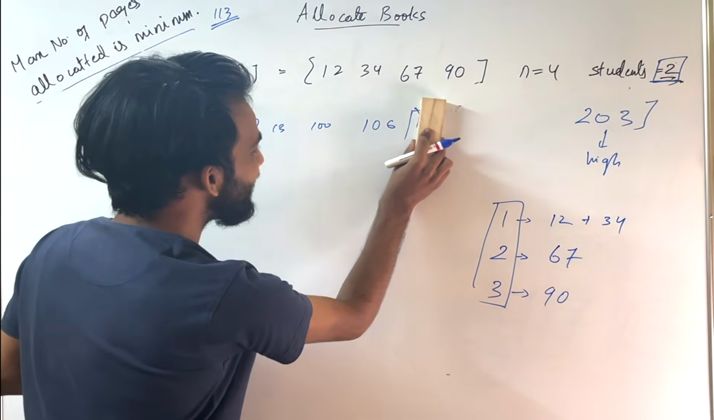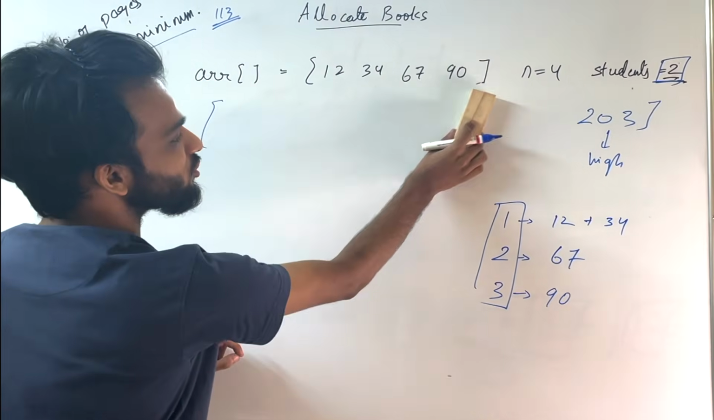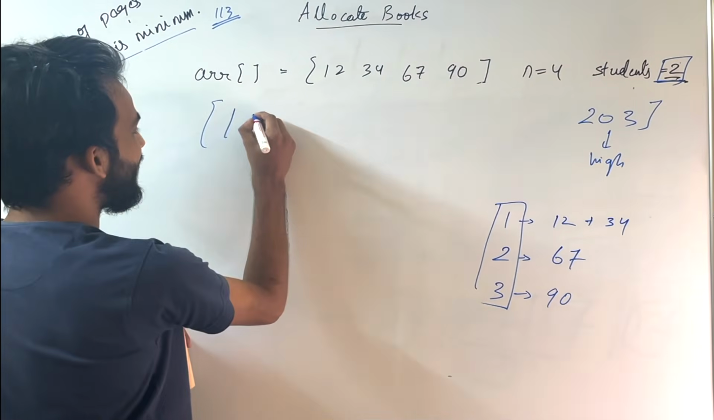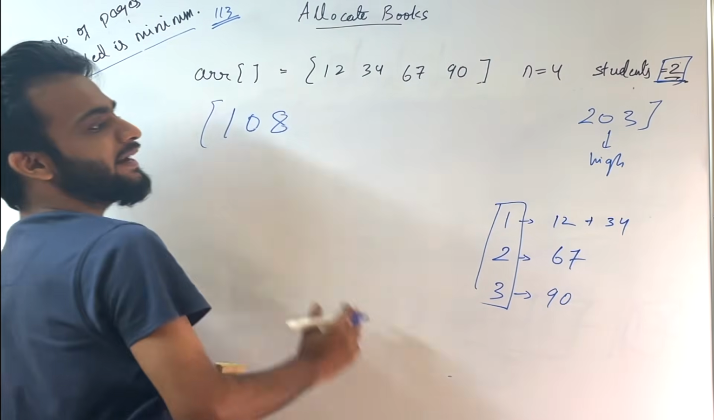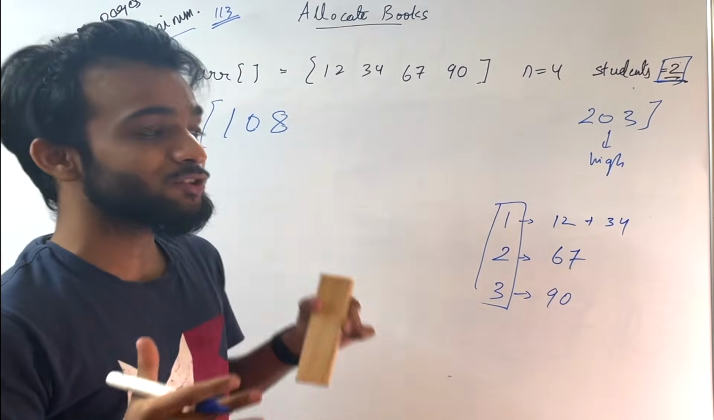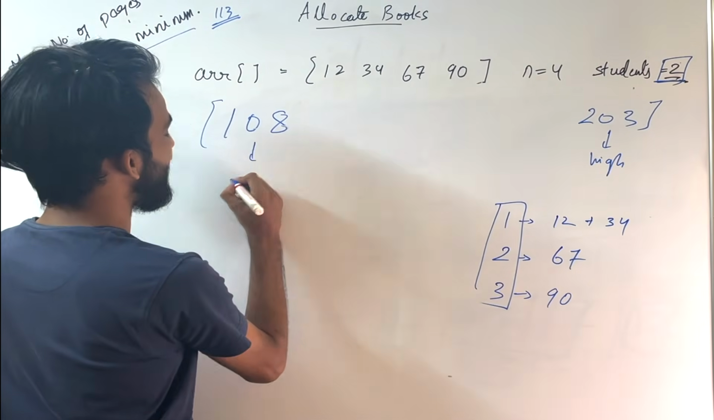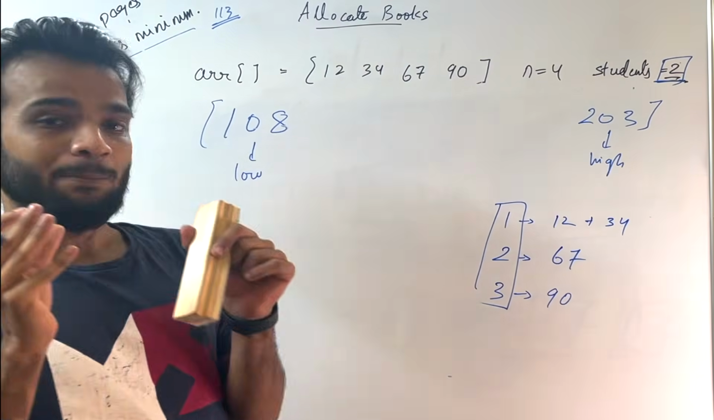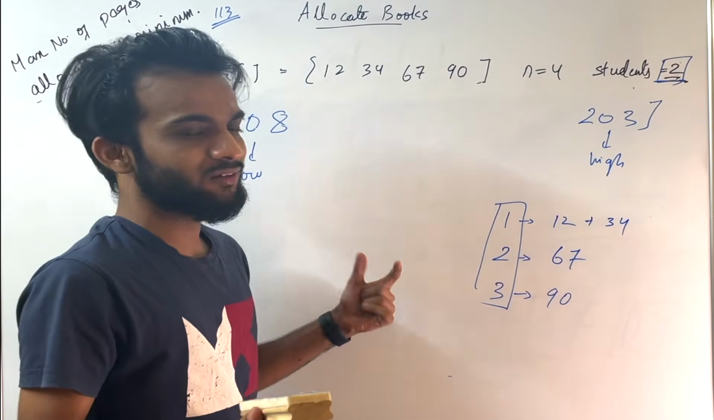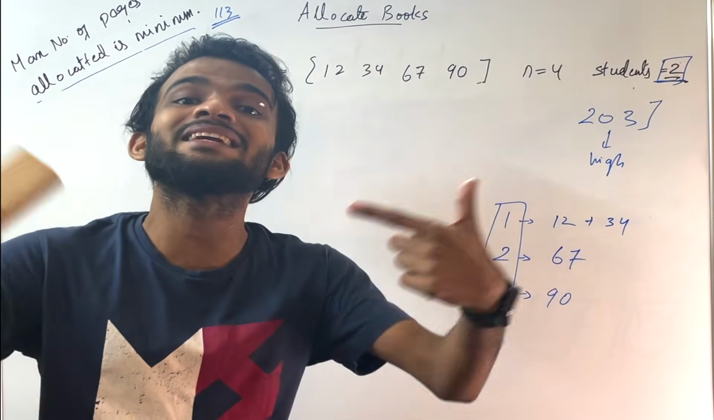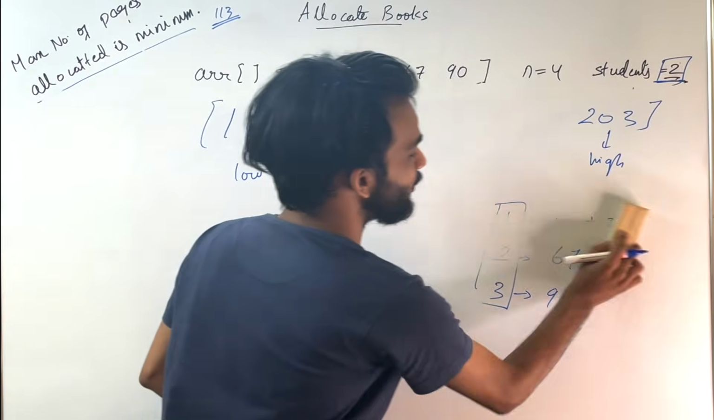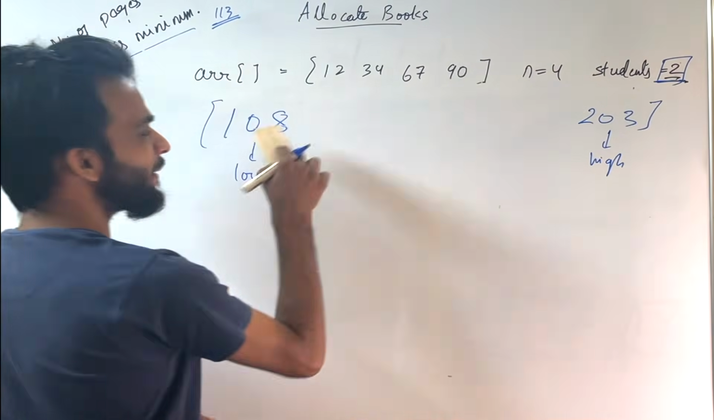So can I say this portion can never have my answer? My answer will lie somewhere between 108 and 203. This is why binary search can be implemented, because I know that by keeping a certain barrier, the entire left side automatically gets eliminated. Hence, we will do this. The search space is now this.